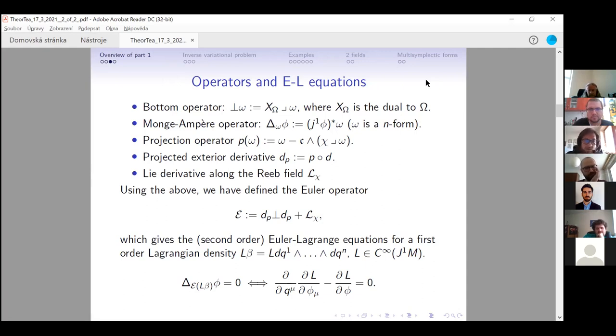I don't know if this is what you're asking, Klaus, but I have a form omega, let's say on J1M. So this would be a form on J. Oh, wait, okay, it doesn't work now. Arrow, eraser, formula, draw. Okay. Sorry, I clicked on something.